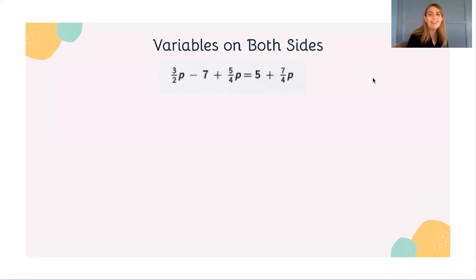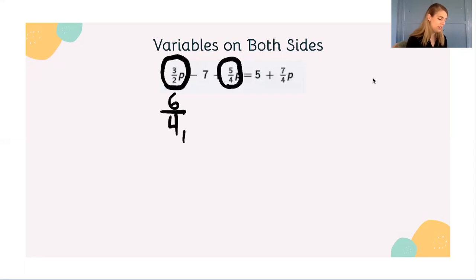So looking at the left side, I see I have 5 over 4p and 3 over 2p. So I can add those two together. However, the bases are different. So we have to start by changing the base of my 3 over 2 so I can combine the terms. This becomes, when I multiply the top and the bottom by 2, I get 6 over 4p.